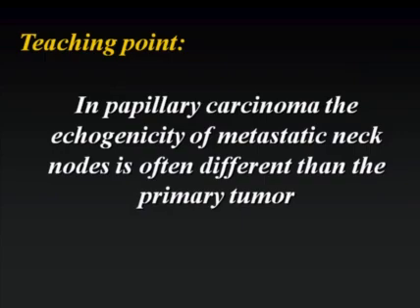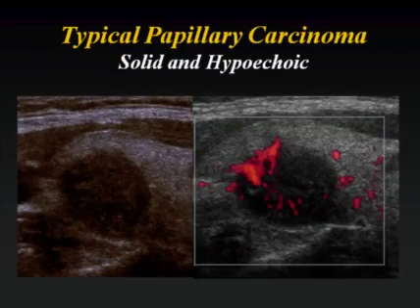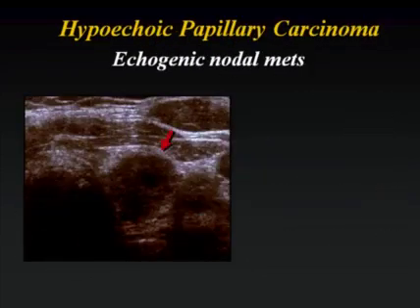So in papillary carcinoma, the echogenicity of metastatic nodes is often different than the primary cancer. Most primary cancers of the thyroid tend to be hypoechoic. And here's an example of a lesion that's taller than wide. It has discrete margins, has increased flow, typical thyroid cancer. Here's another patient, taller than wide, hypoechoic thyroid cancer.